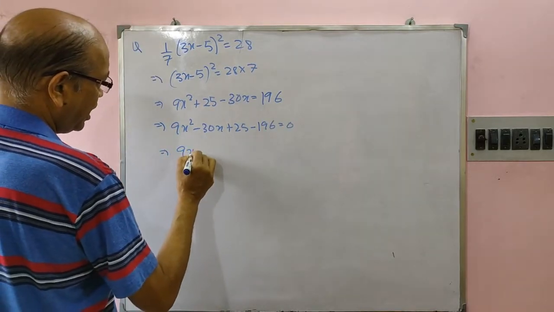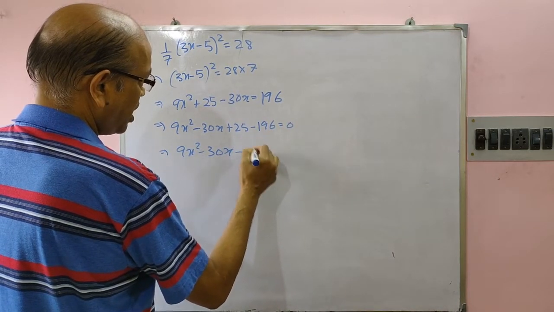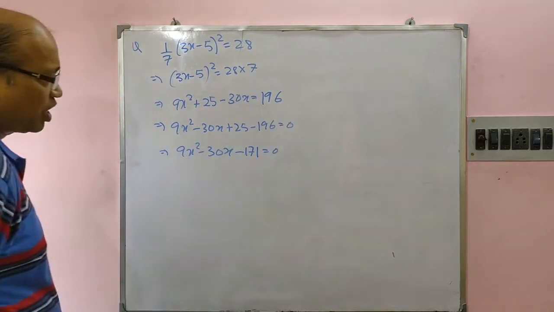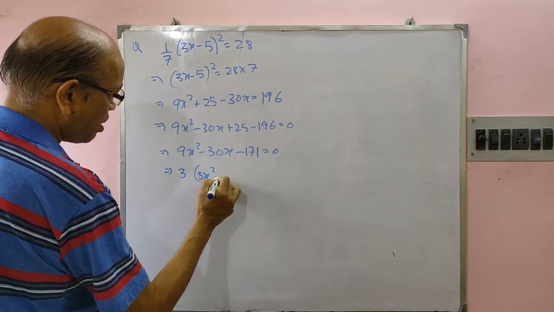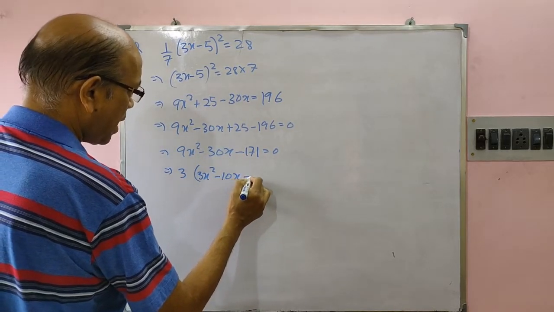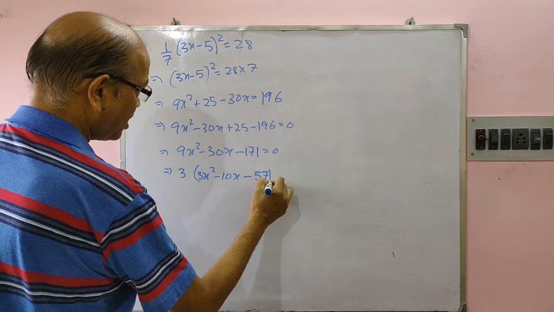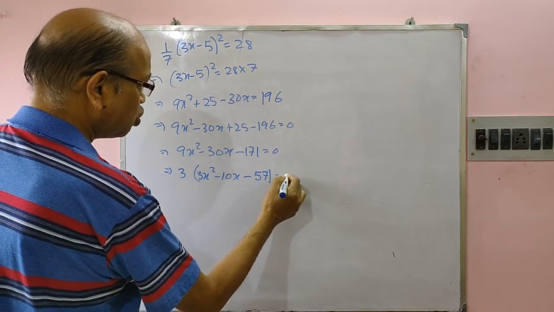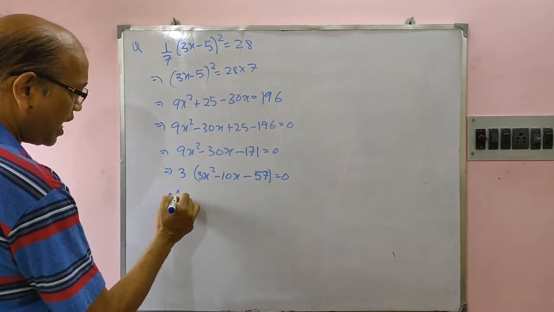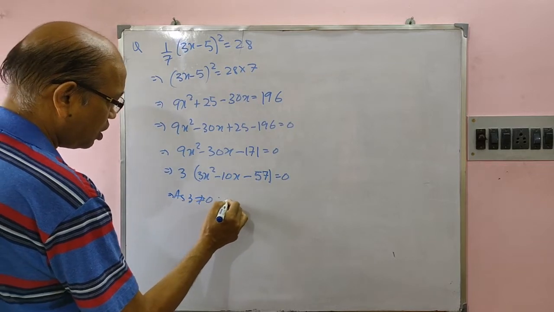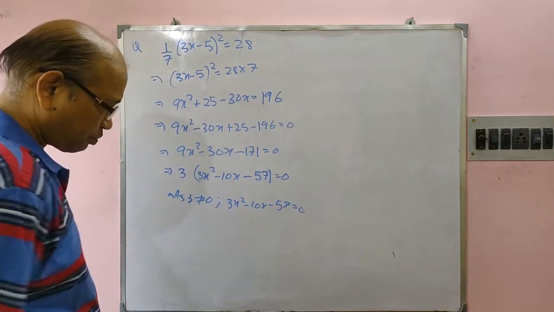So I get here 9x square minus 30x minus 171 equals 0. Take out 3 common from here. What I get? 3x square minus 10x minus 57 equals 0. Now 3 cannot be equal to 0, as 3 cannot be equal to 0. Therefore 3x square minus 10x minus 57 equals 0.